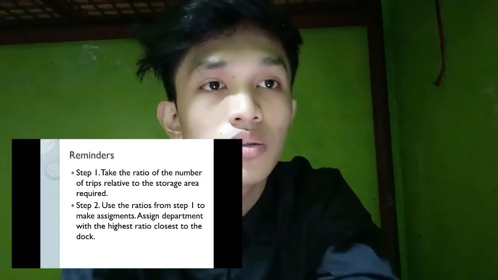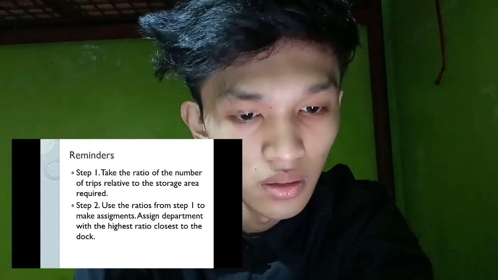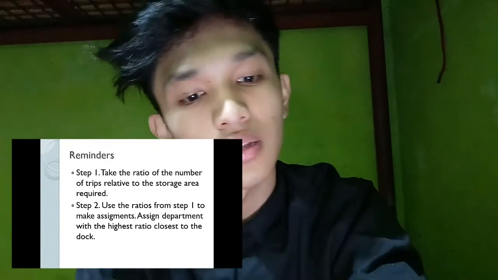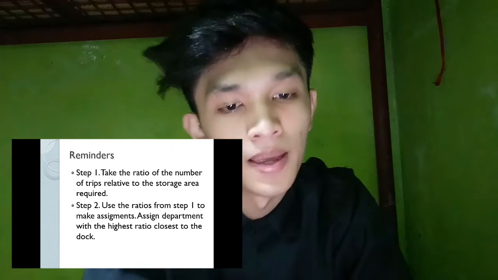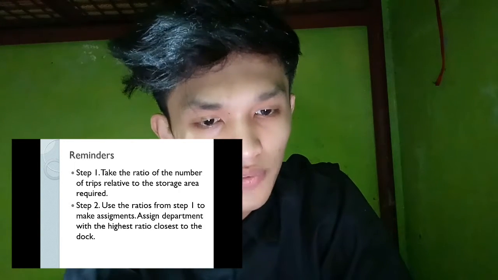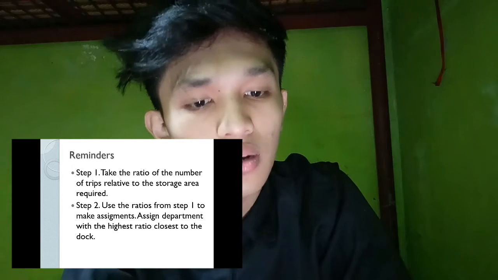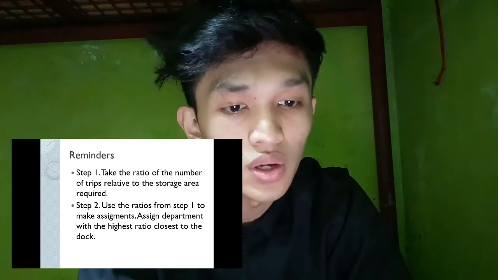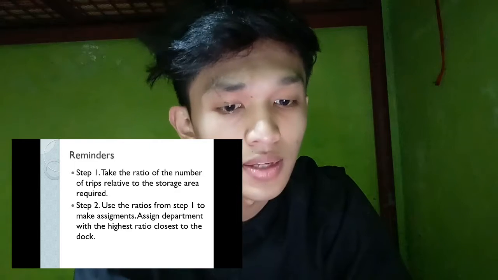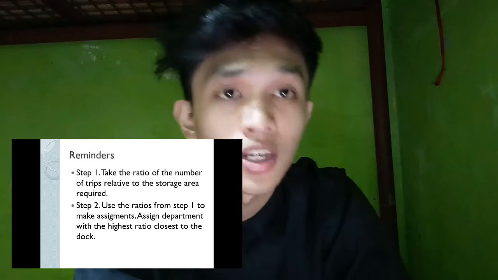Then you will divide Department A into 4 areas that each have 5 trips from the docks. So, ganun yung example natin. Then, these are reminders. Step 1, take the ratio of the number of trips relative to the storage area required. Step 2, use the ratio from step 1 to make assignments, and assign the department with the highest ratio closest to the dock. So, meron tayo isa pang example para mas malinaw at may table tayo.